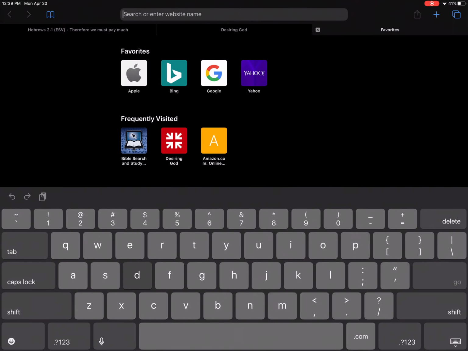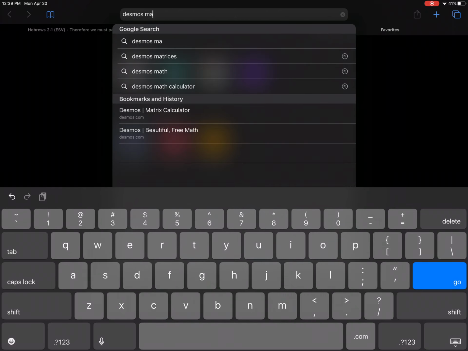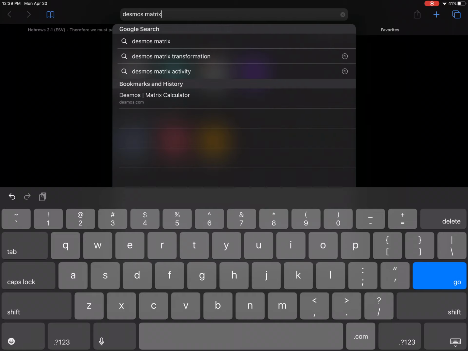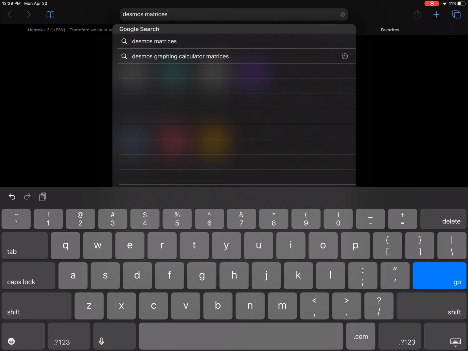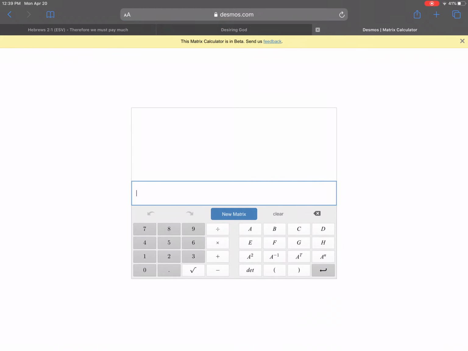Watch what I search for here. I'll just type in Desmos matrix. There it is. Or how about matrices? Desmos matrices. I'll just search that. I'm just searching on Google Desmos matrices. And there it is, matrix calculator for Desmos. I'm just going to choose that top option, matrix calculator for Desmos. I click on that, and there it is. They're in beta. They're testing this graphing calculator.